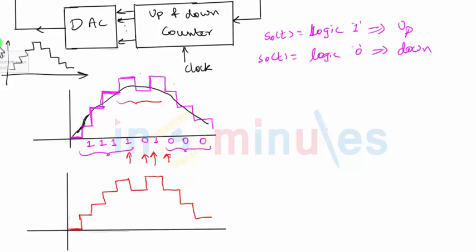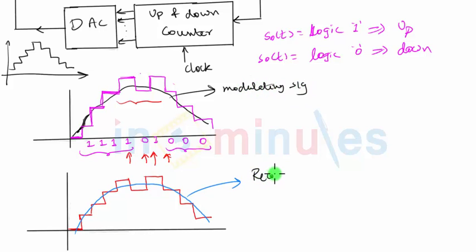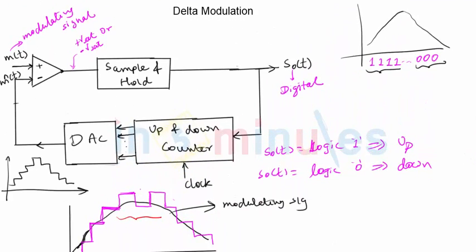If you pass it through a low-pass filter, then this step-like signal will become a smooth signal, and you can see it will resemble my original modulating signal. So this black color signal was the original modulating signal, and this blue signal is nothing but the recovered modulating signal. You can see the recovered signal looks very similar to the original signal, and that's how the entire system of delta modulation operates.